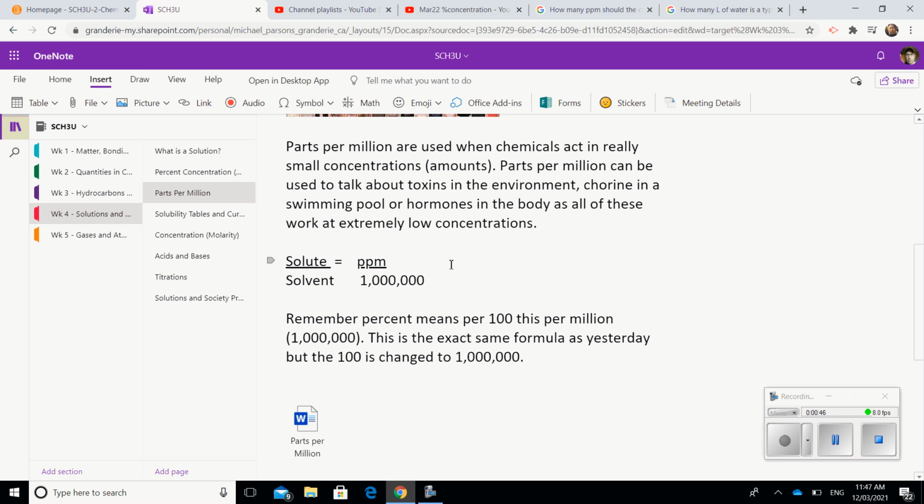Now, why would we use parts per million as opposed to percent concentration? Parts per million are for chemicals that act in extremely small amounts, such as chlorine, which is 3 parts per million in your swimming pool, which means for every 1 million molecules, only 3 of those are chlorine.